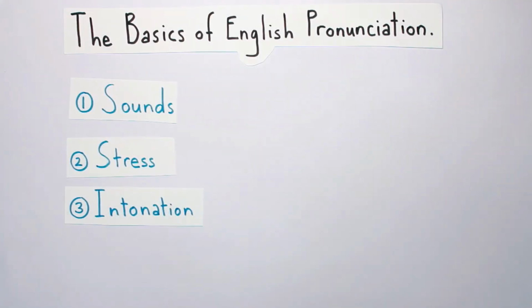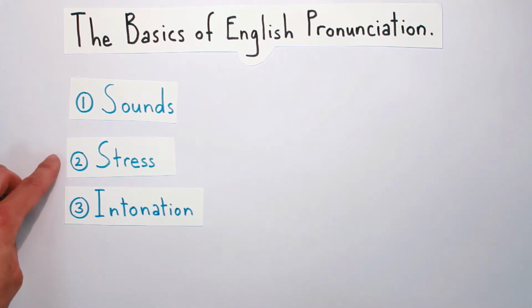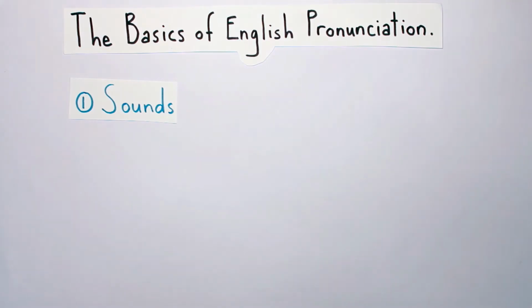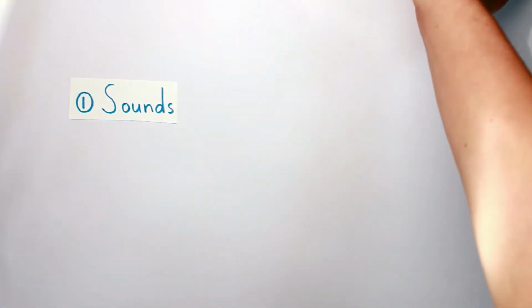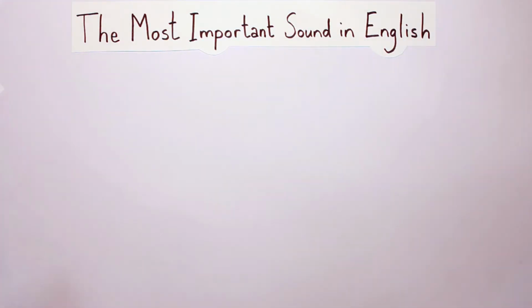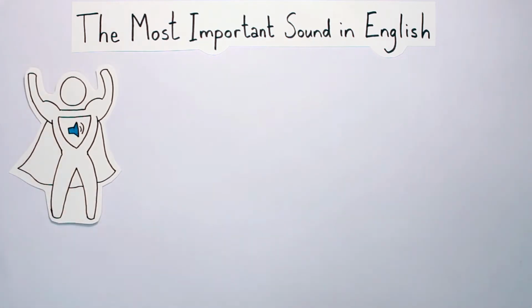Hello, welcome to the second video on the basics of English pronunciation. If you watched the first video, you'll remember that I told you that there were three basic principles of English pronunciation. The first was sounds, the second is stress, and the third is intonation. Today we're going to be talking about sounds, and we're going to be looking at the most important sound in English. So what is the most important sound in the English language, which is the king of sounds?